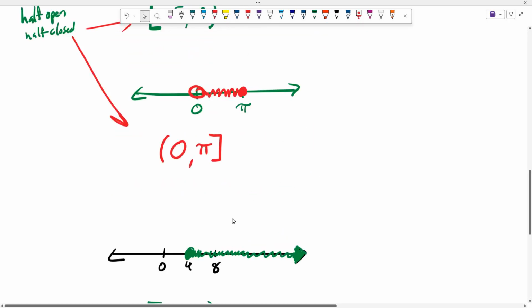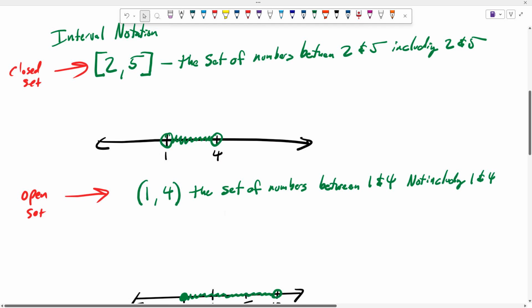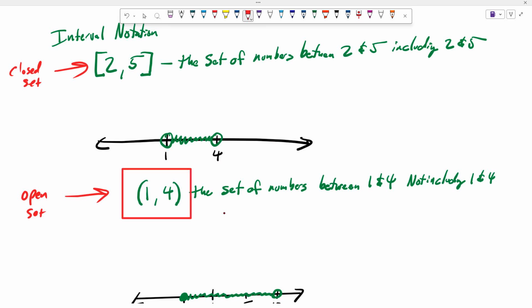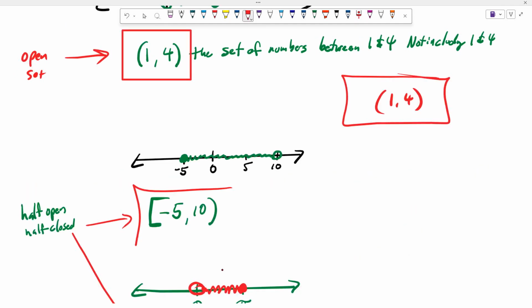Okay, let me go back here for a sec. This is all numbers between 1 and 4, correct? Excluding 1 and 4. What if I just wrote down this at the very beginning of class? Is this an ordered pair or an interval? Right. If you see this now, is this an ordered pair or an interval? Interval. Why is it obvious? It's a square bracket.